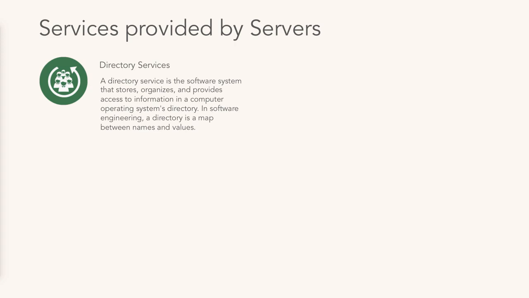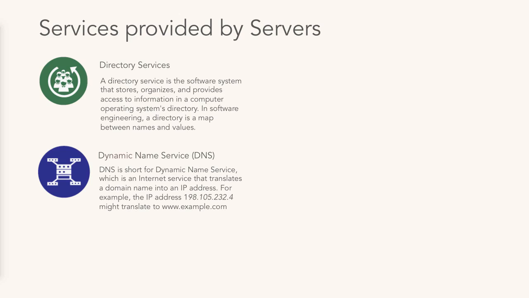So a directory service is the software system that stores, organizes, and provides access to information in a computer operating system directory. So really critical. Probably the biggest directory service in the world, the one that's the most popular, used the most, is from Microsoft. It's part of Microsoft Windows Server, and it's called Active Directory. And Active Directory is probably used by 98% of the companies in the world. So when you log in, more times than not, especially if you have a Windows operating system on your computer, Windows 8, Windows 7, soon to be Windows 10, if you log in at work, you're hitting Microsoft Active Directory, and that's what's determining what you have access to, what you have permissions to.